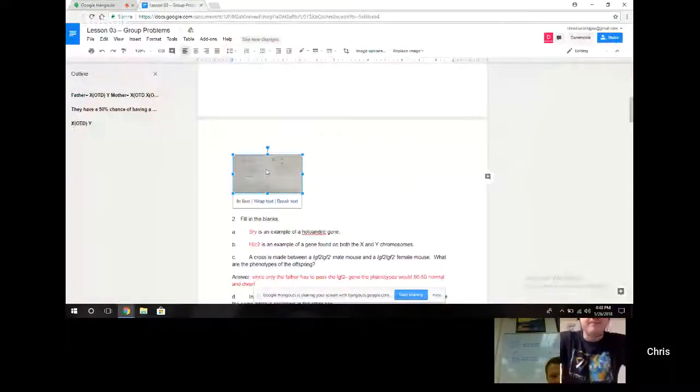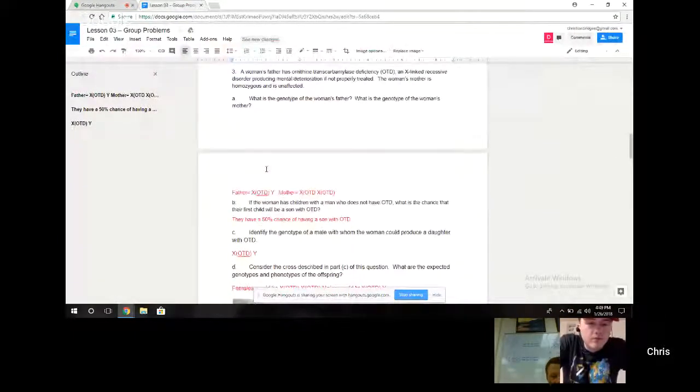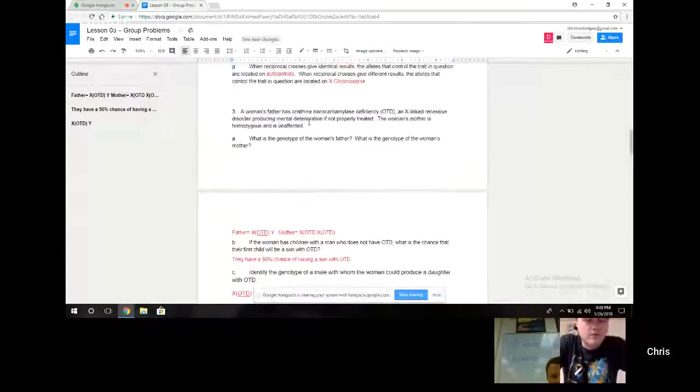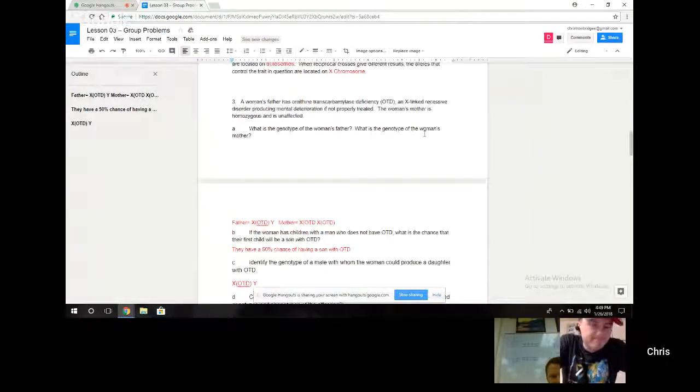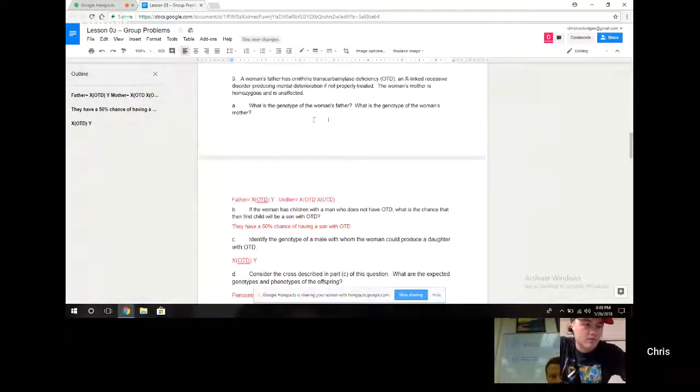Number 3 was again pretty easy, mostly used Punnett squares and stuff. So this is talking about this symptom right here, ornithine. I can't even pronounce that. We'll just call it OTD. And since it's an X-linked chromosome, the females are going to have to be homozygous recessive for it, and the males just need it on their X chromosome to have it.